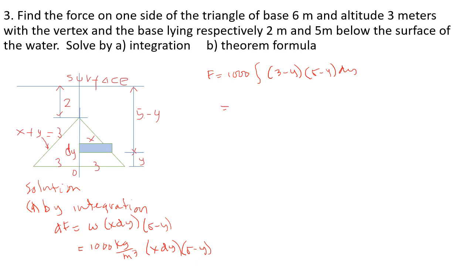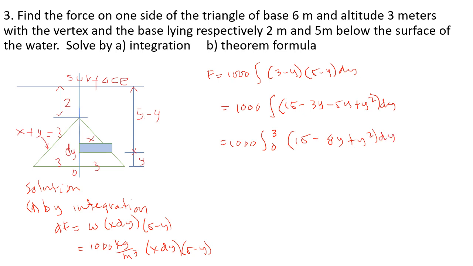So equivalent to 1,000 integral of 15 minus 3y minus 5y plus y squared dy, equals 1,000 integral from 0 to 3 of 15 minus 8y plus y squared dy, equals 1,000 times 15y minus 4y squared plus y cubed all over 3, limit from 0 to 3.